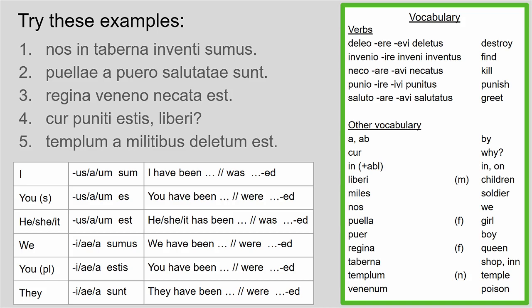Nos goes with this, so it just gives me more information that it is we. I'm pointing at like several different people. So we have been found in taberna, in the shop.